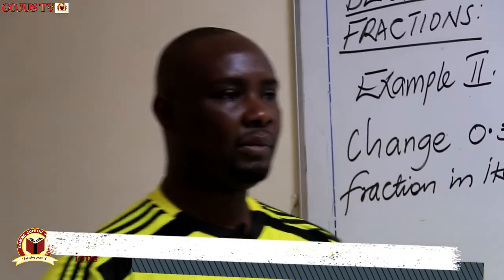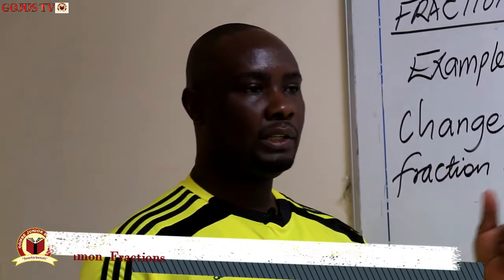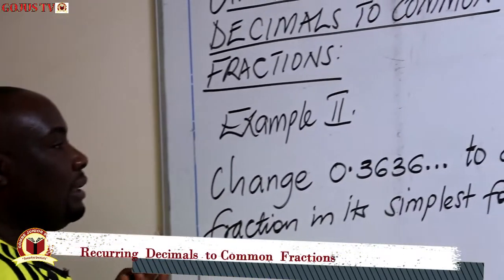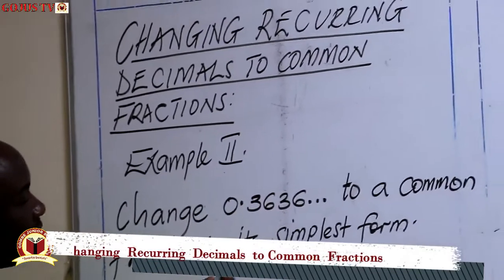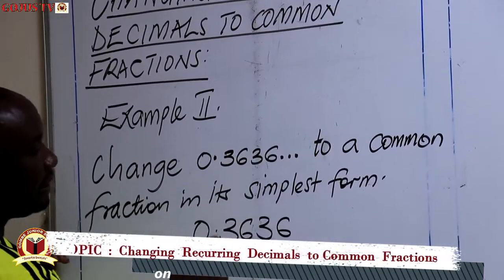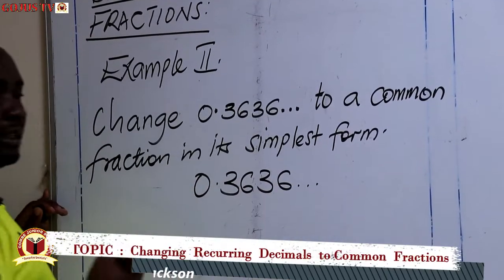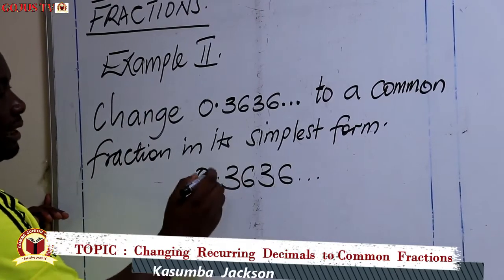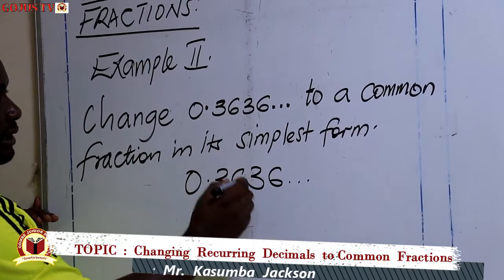Last time we talked about recurring decimals, where we looked at a decimal with one recurring digit. This time around we are going to look at a two digit recurring decimal, 0.3636... If you put three dots, last time we learned that it means recurring. The digits that are recurring are 3, 6, 3, 6.